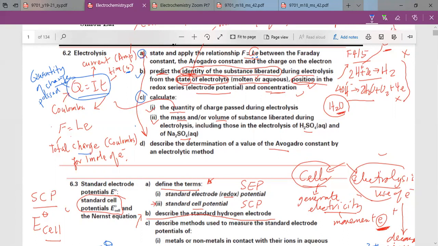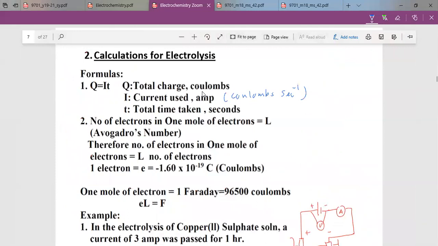And then when you pass this quantity of charge in electrolysis, what are the substances given out? Here, predict the substances given out. This is the qualitative, and this is the quantitative, the mass of solid and the volume given out. How much? And also, the last part, we determine the Avogadro constant by an electrolytic method. So we go to A, C, and D, we're going to start C first, okay? So we continue from last week.